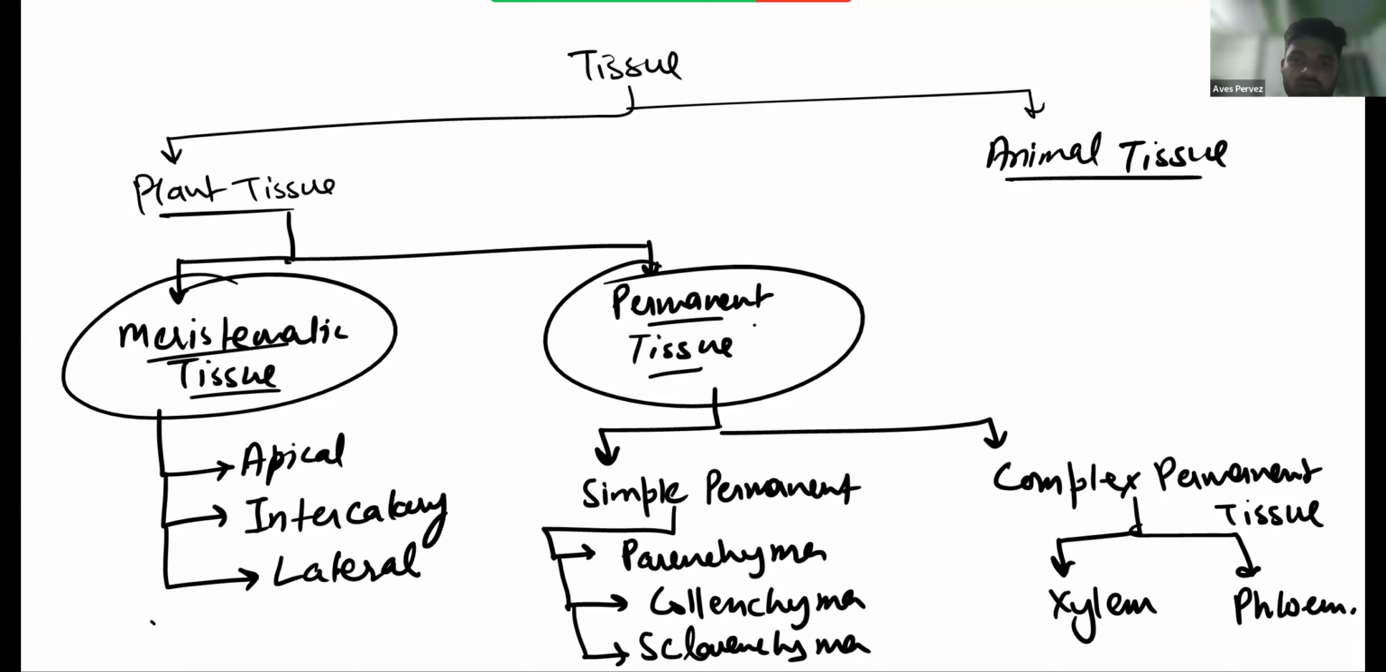Yeah, there are more than three simple permanent tissues, because we have divided them into various types like parenchyma, collenchyma, and sclerenchyma. So we're going to discuss that also, but we have written only this one right now in the chart.